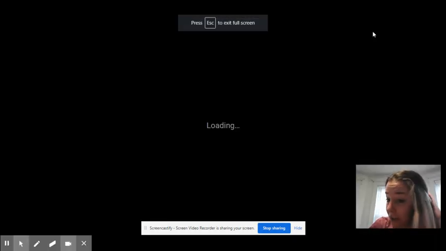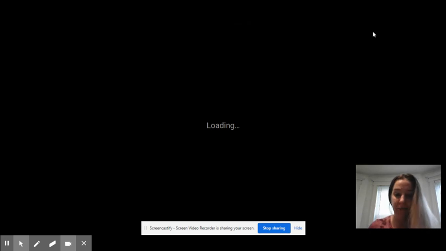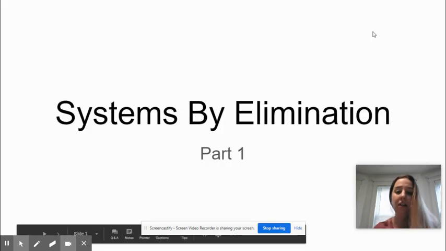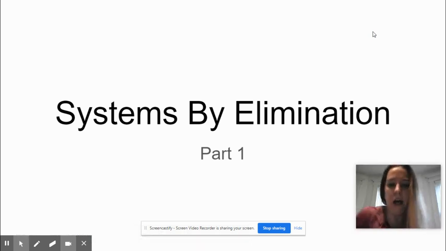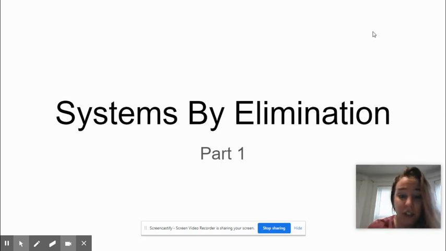Hi. So we're going to try a new type of solving systems of equations. It's called systems of equations by elimination. We're going to spread it out over 2 weeks. Fortunately, this is usually students' favorite of the three. We did graphing. We did substitution, which students usually don't like very much. And then elimination is usually the favorite. So let's check it out.